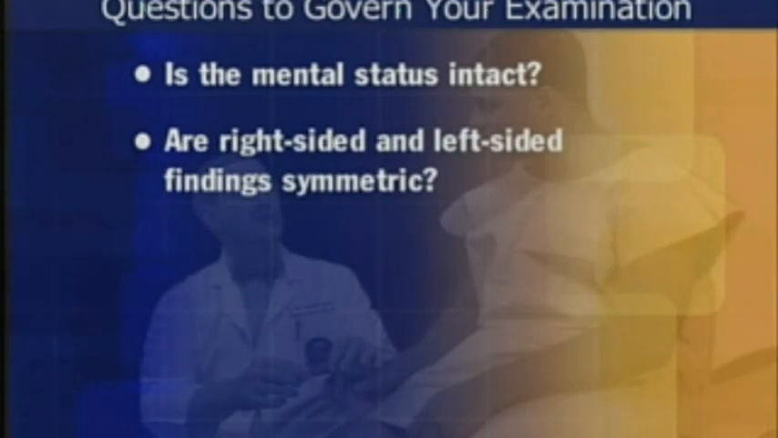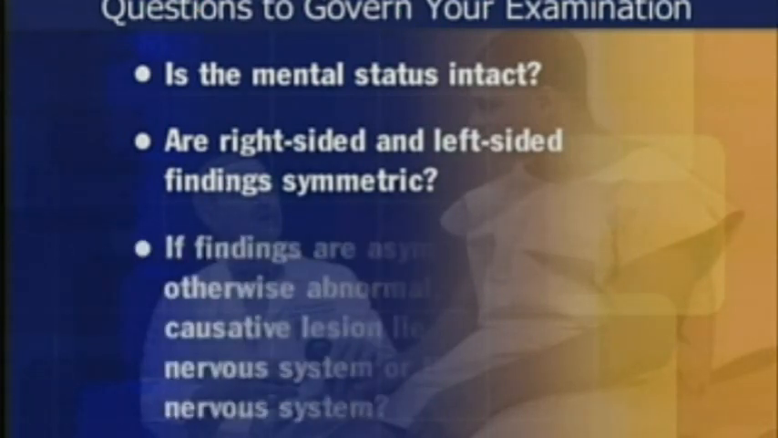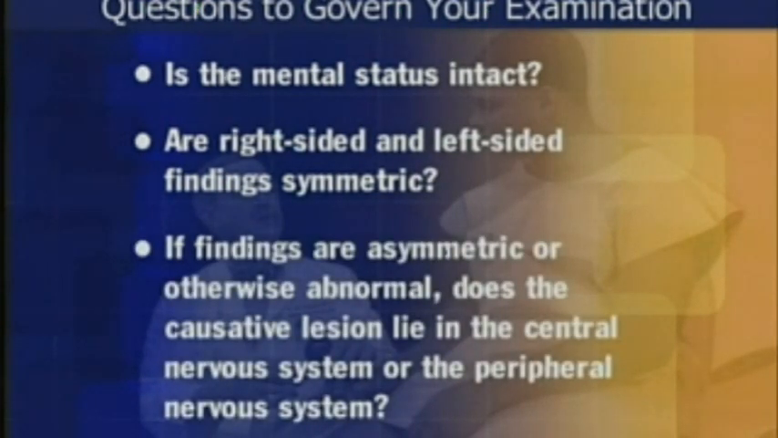Three important questions will govern your neurological examination of the cranial nerves and the motor system. Is the mental status intact? Are right-sided and left-sided findings symmetric? And if the findings are asymmetric or otherwise abnormal, does the causative lesion lie in the central nervous system or the peripheral nervous system? To enhance efficiency, you may wish to address the first of those questions here during your health history taking.